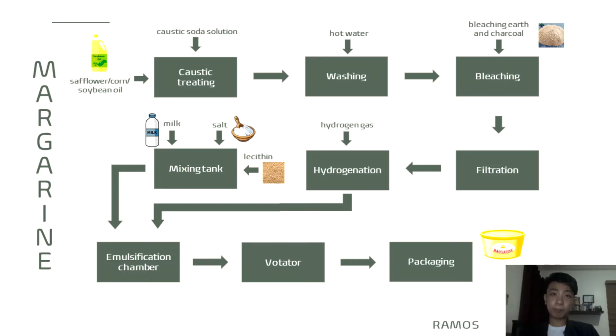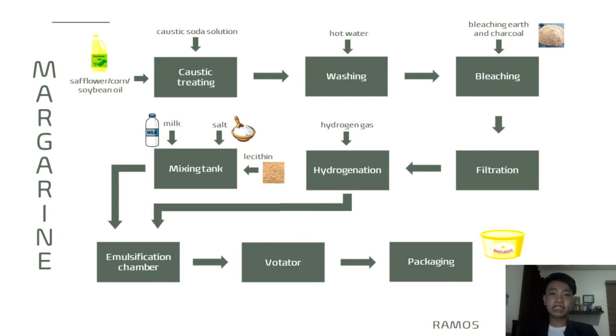The first step in margarine production is to treat the oil, whether safflower oil, corn oil, or soybean oil, with a caustic soda solution to remove the free fatty acids. Next, the oil is washed using hot water. Then, it is bleached using bleaching earth and charcoal in order to remove any unwanted colorants, which are then filtered from the oil.